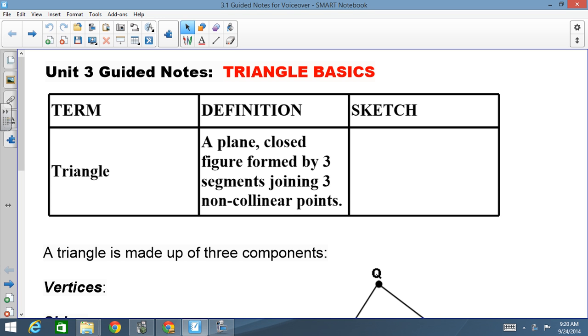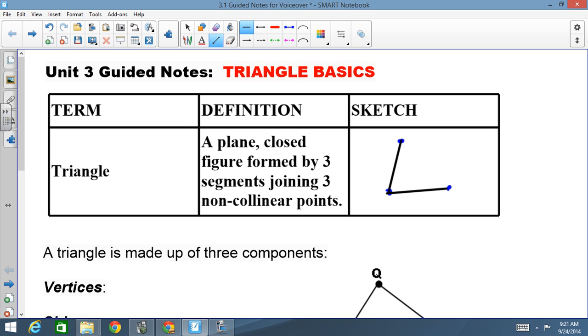So first things, a triangle. What is a triangle? Well, on a plane, it's a closed figure formed by three segments joining three non-collinear points. Okay, it's a fancy way of saying as long as you have 3 points that are not all on the same line, and those 3 points are connected by 3 segments, and it is closed, there's no open ends, then you have yourself a triangle.